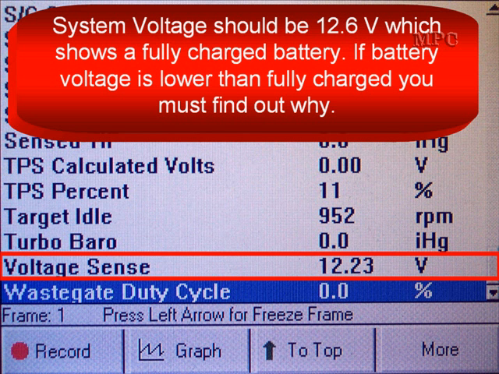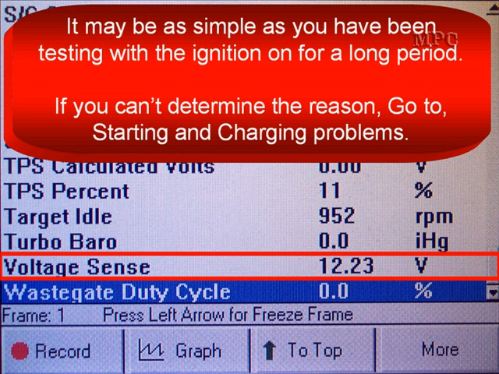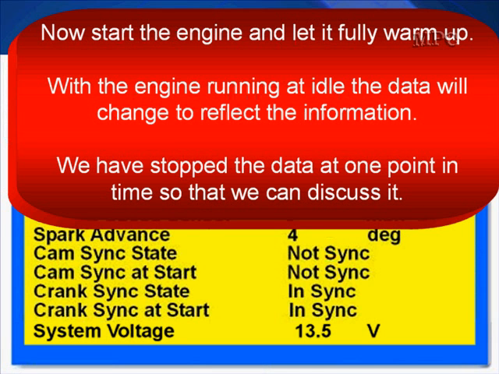If battery voltage is lower than fully charged, you have to find out why. It may be as simple as you've been testing with the ignition on for a long period of time, draining the battery. If you can't determine why, go to starting and charging system and see if there's a problem there.